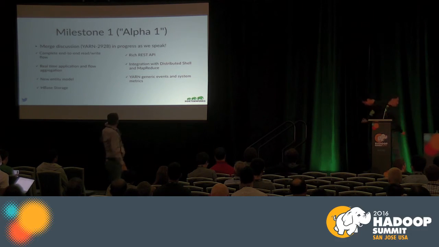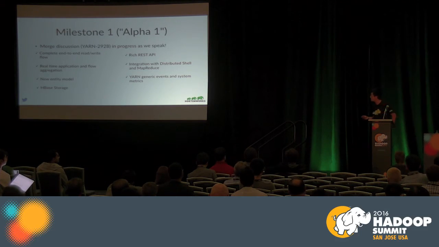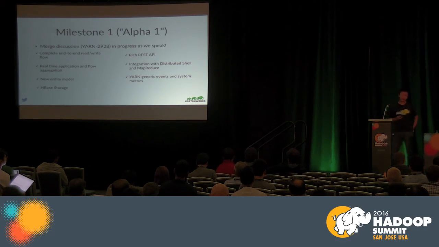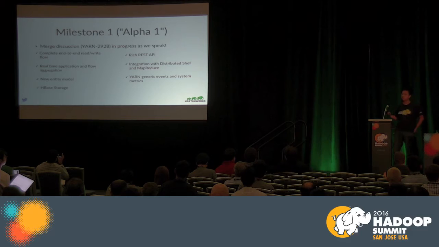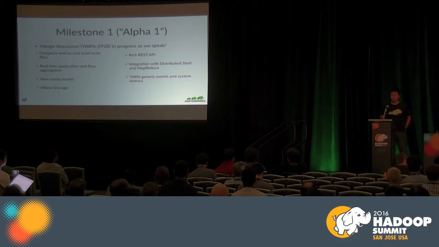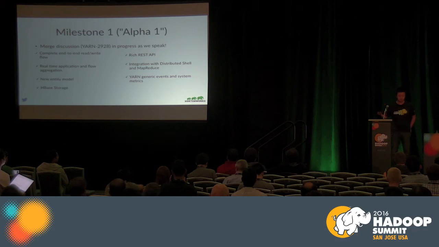Thanks, Sanji. So the first question I'm trying to address now is, where are we? We're currently hitting the alpha 1 mode for ATS Timeline Service v2, which means there is some discussion on merging all of the features discussed previously back to trunk. The discussion is ongoing, and we probably will start a vote very soon. So if you have any comments or suggestions on this feature, just jump in the email thread and send the feedback to us. Right now, what we have is the complete end-to-end read-write flow.